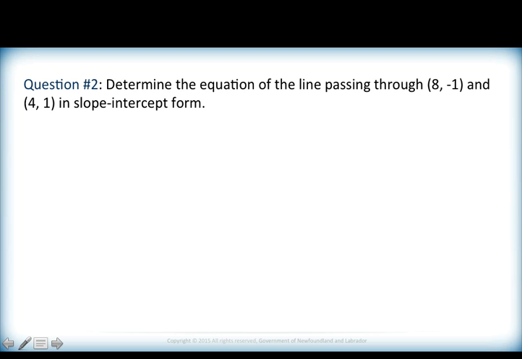Question 2. Determine the equation of the line passing through the point 8 and negative 1, and also through the point 4 and 1. We need to write this equation in slope-intercept form. So we're going to start off with y equals mx plus b. First, we have to decide if we have a slope or a y-intercept. We are given two coordinate points. We are not given a slope, so our first step is to find a slope.